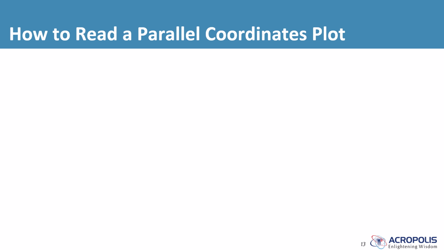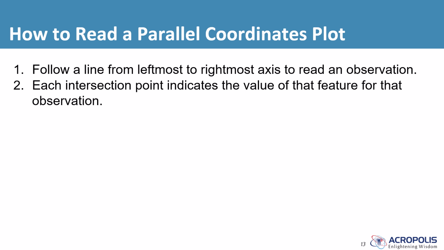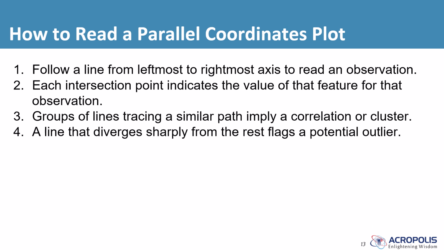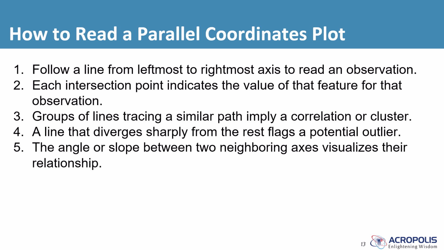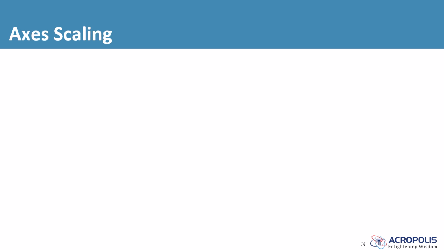How to read a parallel coordinates plot. So here we will see how we can read a parallel coordinate plot. First, follow a line from the leftmost to the rightmost axis to read an observation. Second, each intersection point indicates the value of that feature for that observation. Third, groups of lines tracing a similar path imply a correlation or cluster. Fourth, a line that diverges sharply from the rest is flagged as a potential outlier. Fifth, the angle or slope between two neighboring axes visualizes their relationship. Sixth, many lines sloping from high to low or low to high suggest a negative or positive correlation.